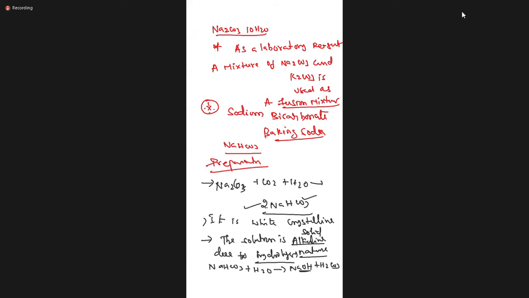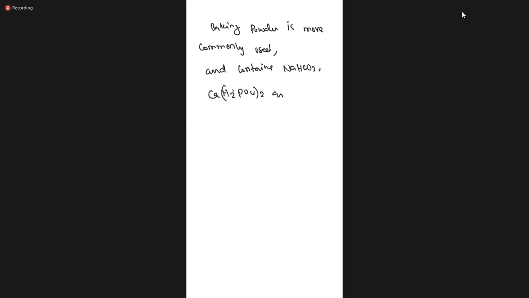Is it clear? Yes, sir. Please note down baking powder. Baking powder is more commonly used and contains NaHCO3, CaH2PO4 and starch. It is more commonly used and contains these compounds.